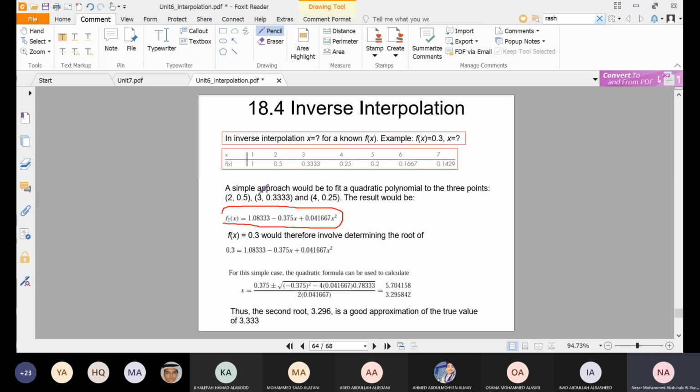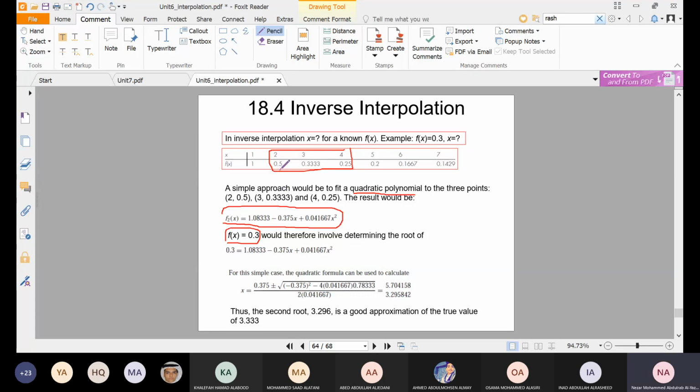This is the sample approach. If we, for example, fit the data using a quadratic polynomial by using 3 points only, x equal 2, x equal 3, and x equal 4, if I consider these 3 points, I get this quadratic polynomial from 3 points. So this is the solution. So now the question: if the function is equal 0.3, what's the value of x?